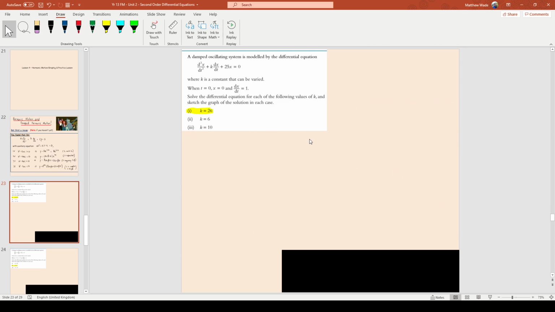It says, a damped oscillating system is modeled by the differential equation, where k is a constant that can be varied. When t is 0, x is 0, and dx/dt is 1. Solve the differential equation for the following values of k and sketch the graph of the solution in each case.